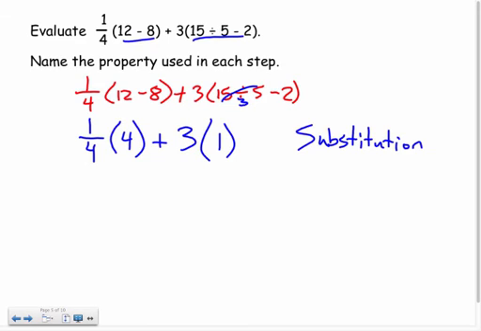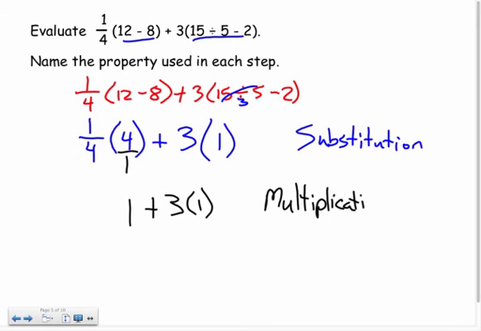Now I look at it, I have multiplying and I have adding. So I've got to multiply first according to my PEMDAS, and I've got to work left to right. So 1/4 times 4. What is that? That's really 4 over 1, isn't it? And 1/4 times 4 over 1 is 1, right? Because they're reciprocals. Multiply by its reciprocal. I'm not going to do the 3 times 1 yet, because what property did I just use? I just used the multiplicative inverse property. That's just what we talked about.